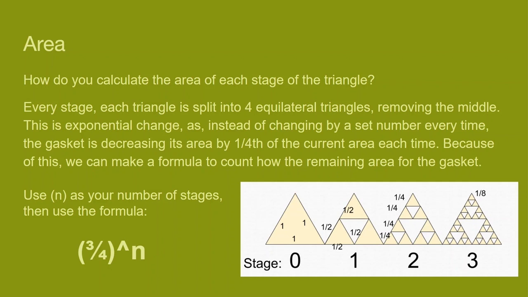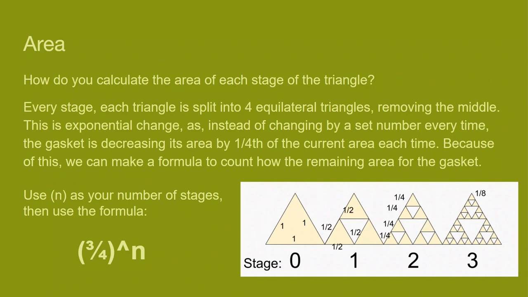1/2. Every time we do this, cutting the triangle into smaller parts, we take away 1/4 of what was remaining in that last stage. This makes the equation exponential, because as we keep moving forward, we keep taking away 1/4 of what was left before.